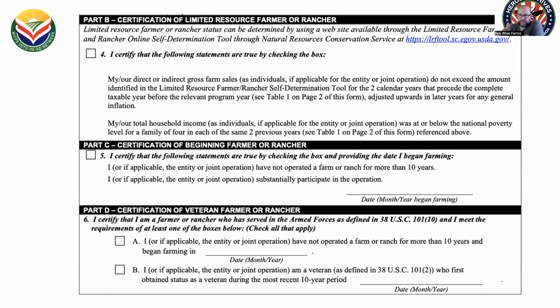But it also means that there are limitations put on you as a veteran, because when we look at number B, I am a veteran who first obtained status as a veteran during the most recent 10-year period. What does that mean? So what do these two things mean right here? It means that if you've been out of the military for more than 10 years, you are not considered a veteran by USDA standards, and you are not eligible for veteran preference.